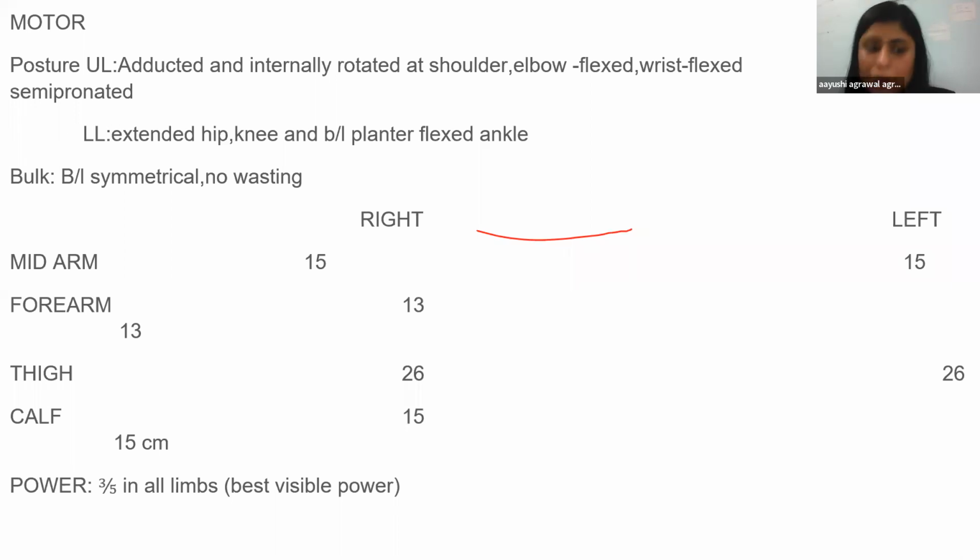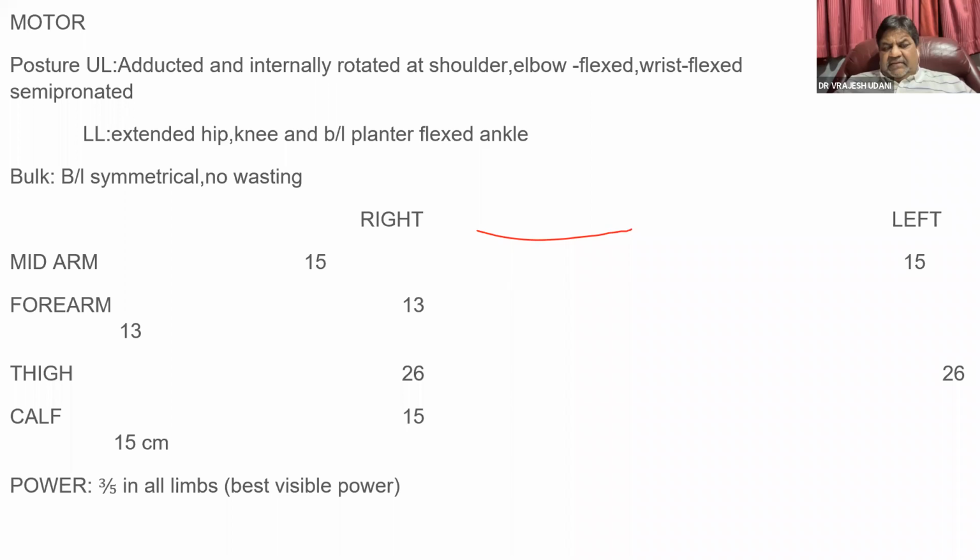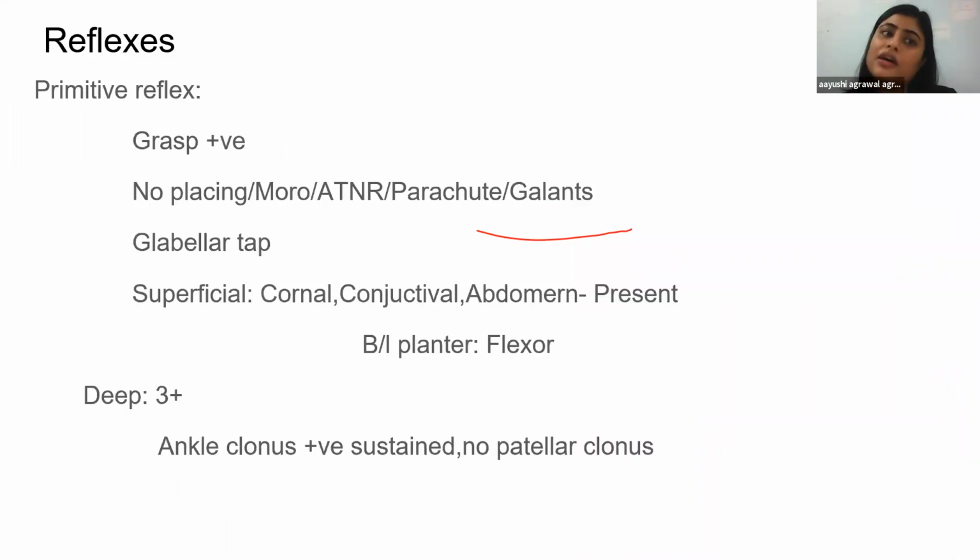Then the power was 3/5 in all the limbs. That was the best visible power I saw in that child. Just her anti-gravity movements were present. Okay, anti-gravity movements were present.